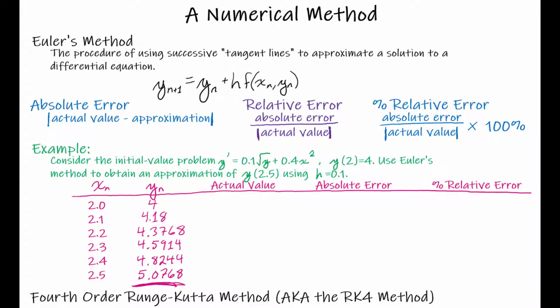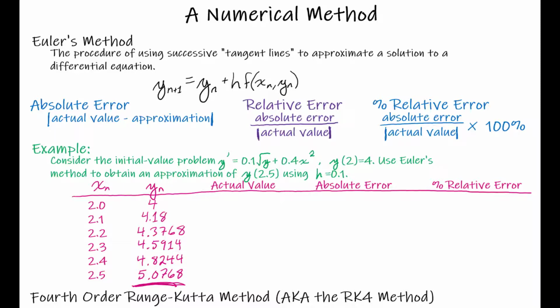Now that we have our approximation, it would be good for us to try and find out what our absolute error and percent relative error are. However, we can't actually do that in this case because we don't know actual values for y, because we don't have an analytical way to solve the differential equation y prime equals 0.1 square root of y plus 0.4 x squared. So we have to be satisfied with our approximation.